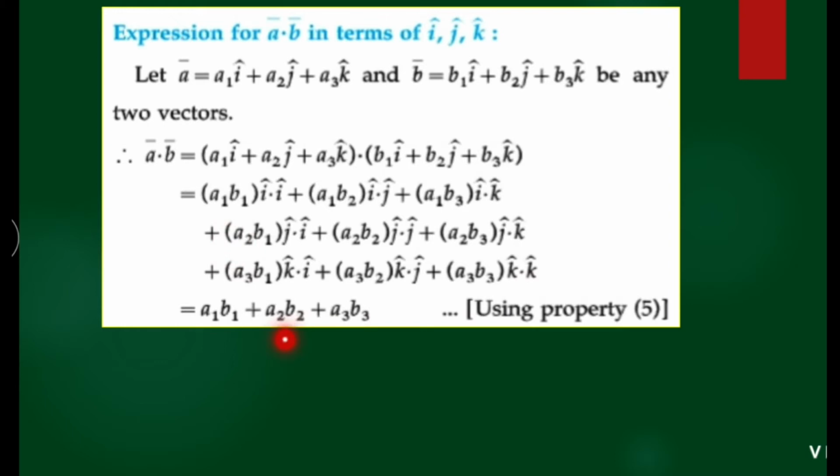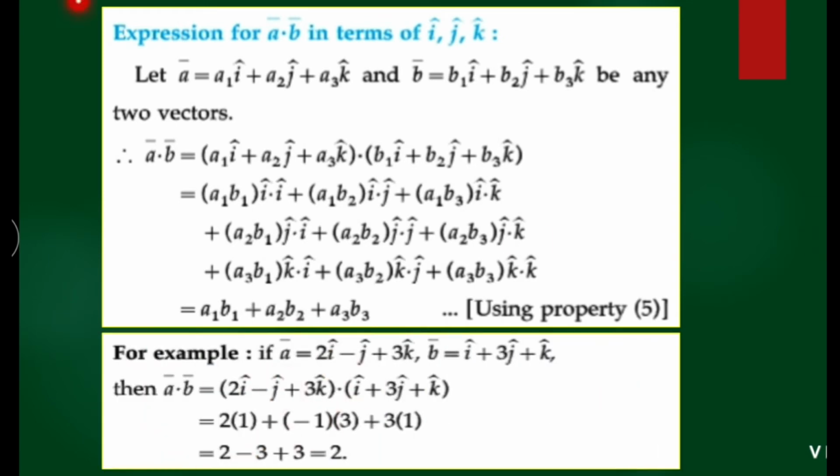So you can directly remember that while taking the dot product we have to multiply the coefficients of like vectors. So see here a1 b1, i dot i is 1. Second, a2 b2, j dot j is 1, so we write a2 b2, then a3 b3. So in this way you can directly express vector a dot vector b in the form of a1 b1 plus a2 b2 plus a3 b3.